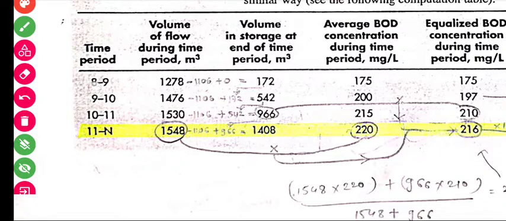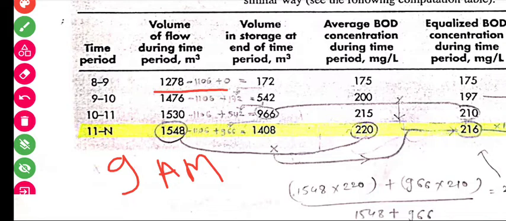This is inflow and volume of water previously stored. Initially during 8 to 9 there was no water stored previously, because between 7 to 8 the tank was completely empty. So during 8 to 9 there was no previously stored water, but at the end of 8 to 9, at 9 a.m., how much water is getting stored? It is inflow minus outflow plus previously stored. So how much remains? 172 at 9 a.m. 172 meter cube water is stored.